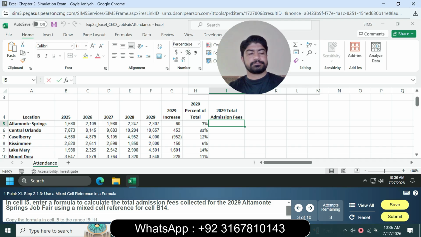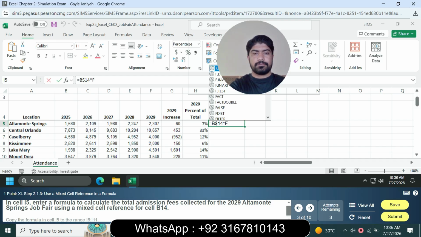So next, type equals B14, apply the absolute reference, multiply by F5, and press Enter.